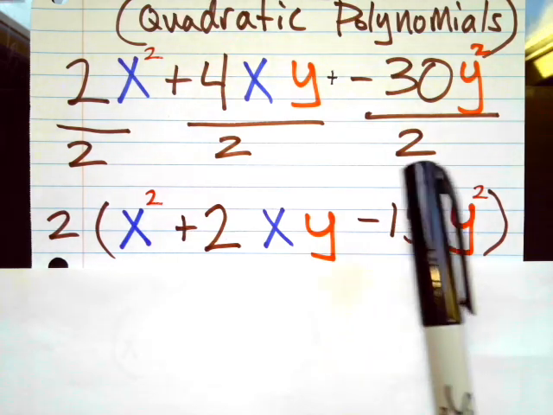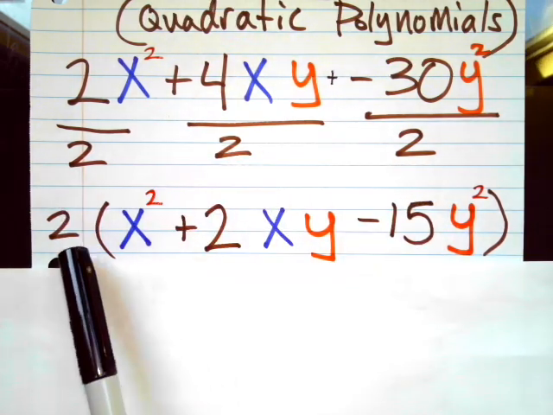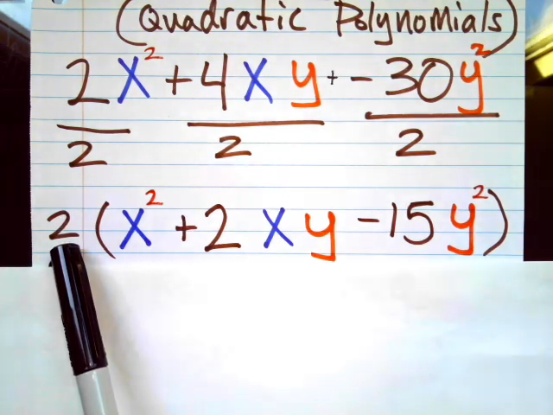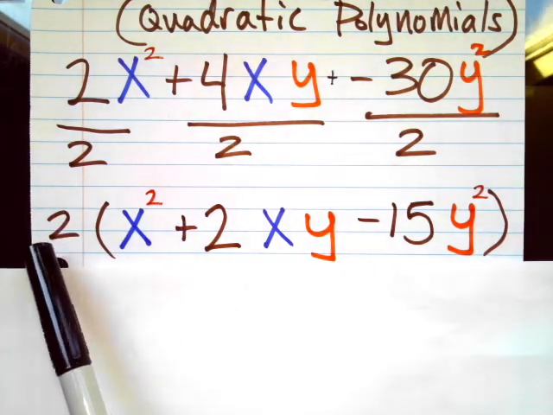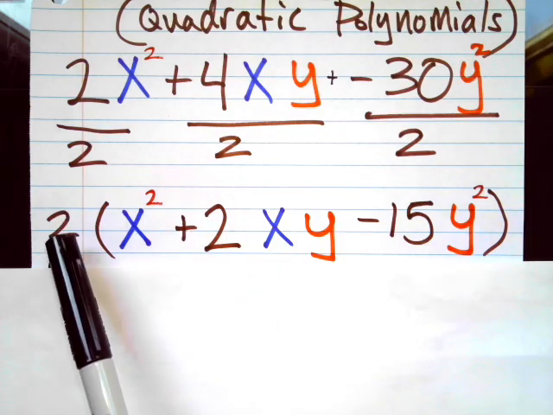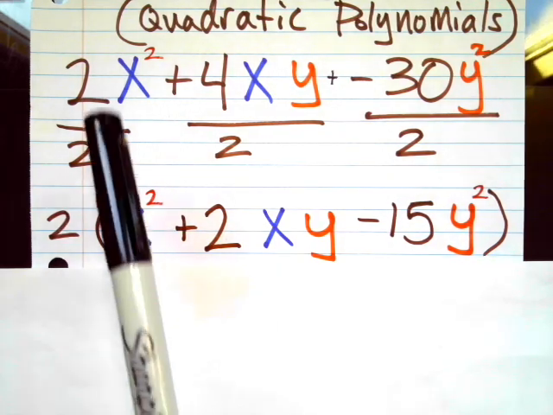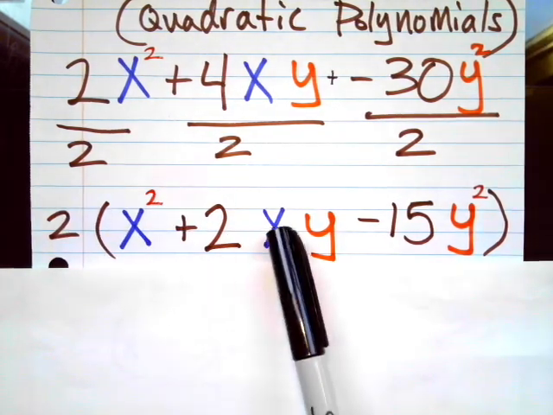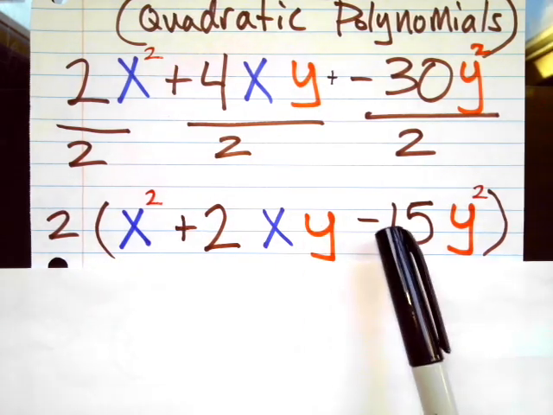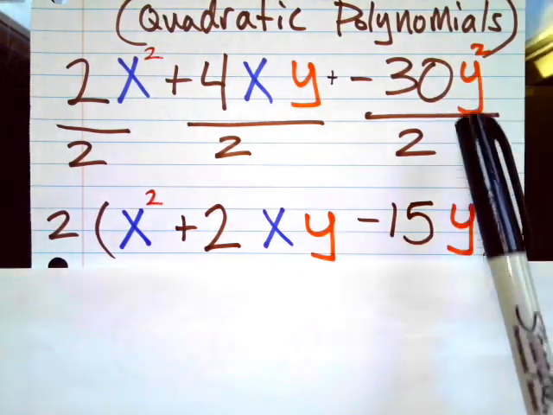So I'm factoring out that 2. That's why 2's on the outside now. If you wanted to go back to the original term, you do FOIL. 2 times 1 is 2x squared. 2 times 2 is 4xy. And then 2 times a negative 15 is a negative 30y squared.